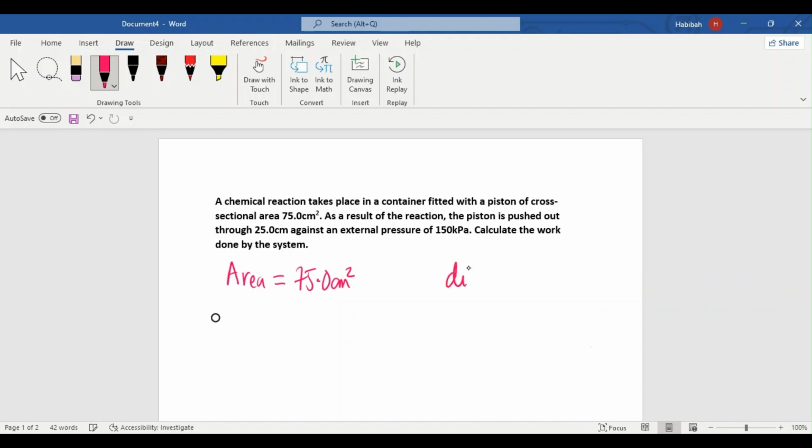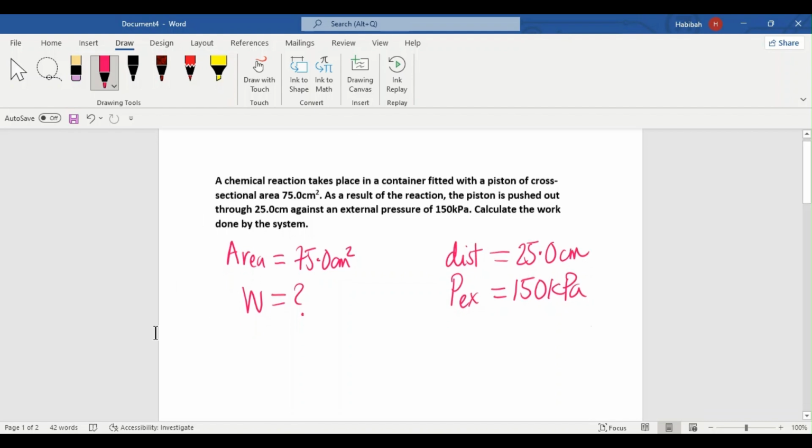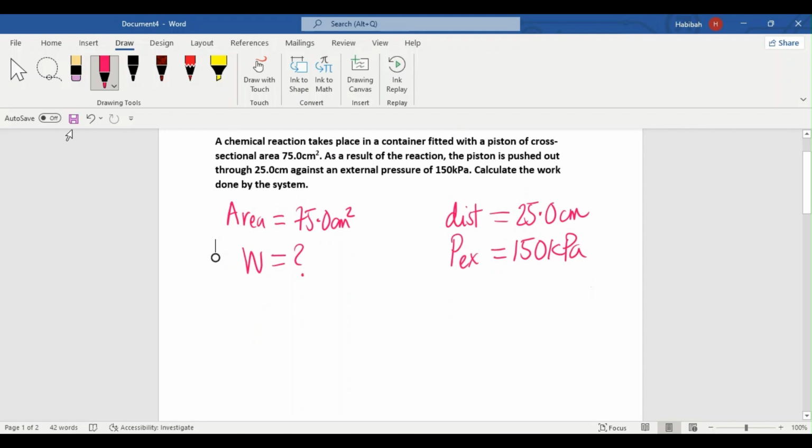So we have the distance traveled by the piston as a result of the reaction to be 25.0 centimeter. And this happens against an external pressure, P external, which is 150 kilopascal. And we're asked to find the work done by the system. Now, the first thing you have to do in a question like this is to draw, so that you can see the reality of what you're working with.